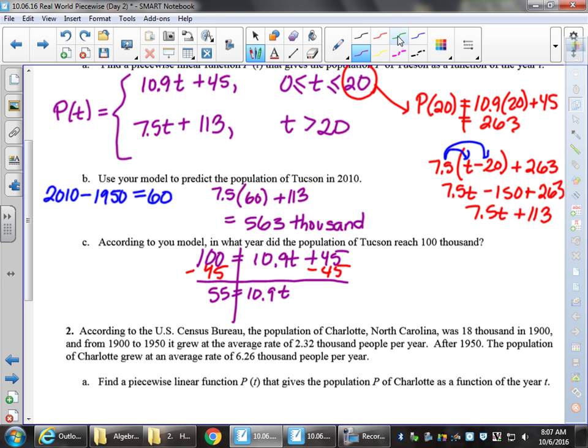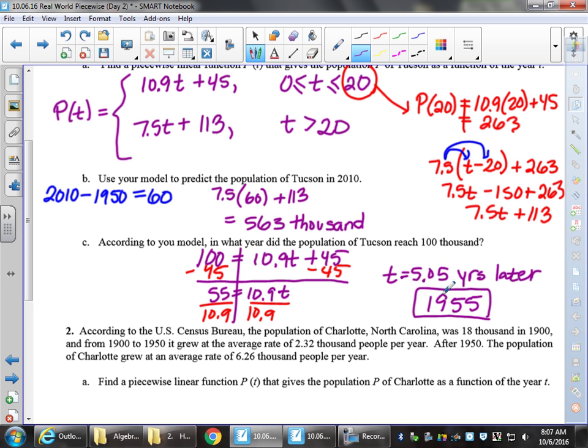Who's got a year? What you got, Liz? Rounding to 5? Do we get t equals 5.05? So 5.05 years later really becomes what year? We're not going to go straight to 1956, because 0.05 would be somewhere in this 1955 year.